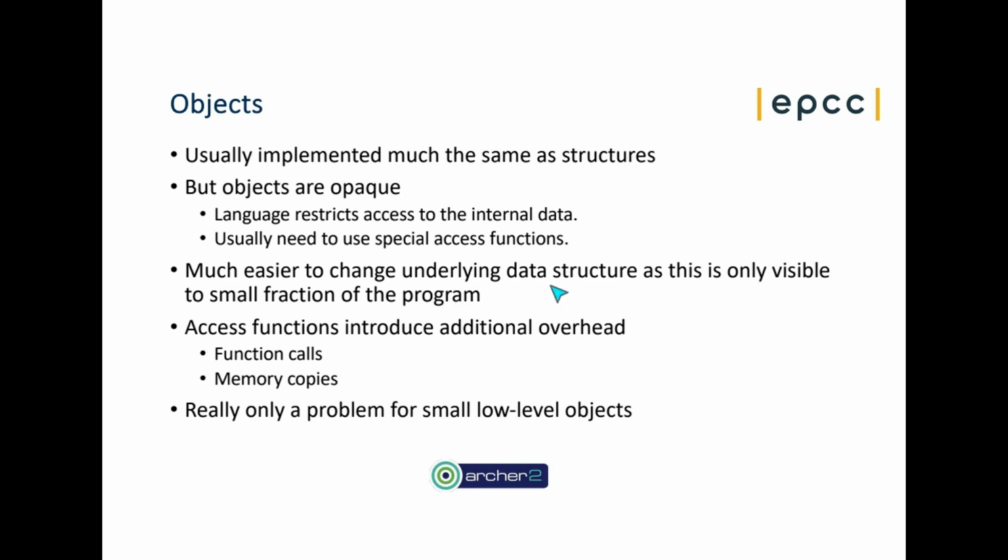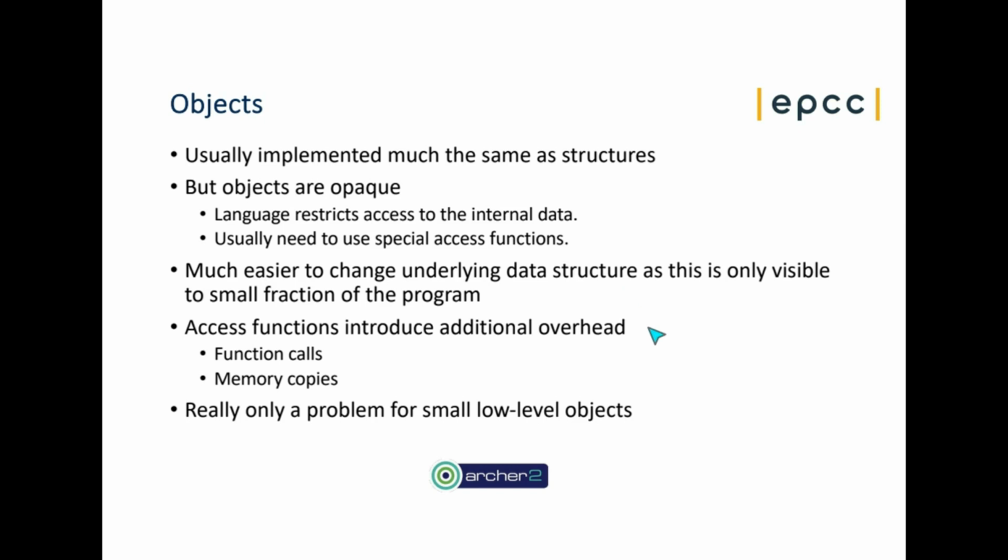So that's nice from a software engineering point of view because it means you can change the underlying data structure more easily because you are restricting the visibility of that to a much smaller fraction of the program. Okay, so only stuff inside the class cares about the actual internal structure, and everything else in the program accesses everything via methods, and doesn't have to know about the data layout.